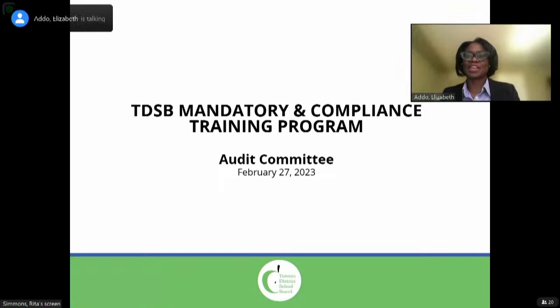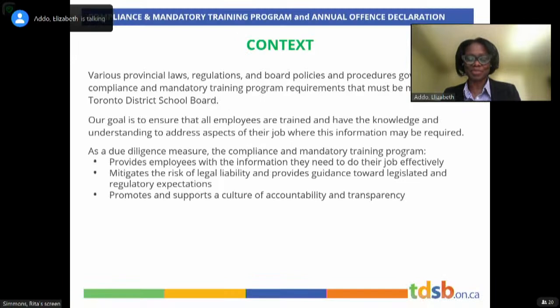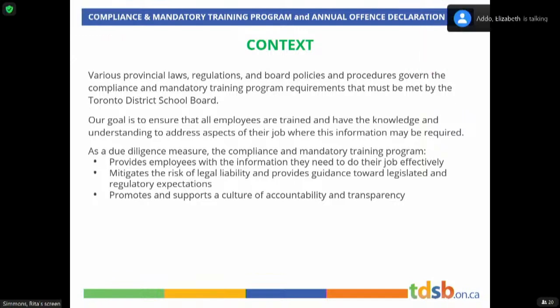Okay. Thank you. And through the chair, next slide, please. So as part of our compliance and mandatory training program, and to promote a culture of accountability and transparency, our goal is to educate employees on the laws, regulations, policies, and procedures they must comply with as part of their job responsibilities. We want to ensure that staff have a clear understanding of their expectations and that each employee must be accountable in fulfilling the responsibilities in compliance and mandatory training.